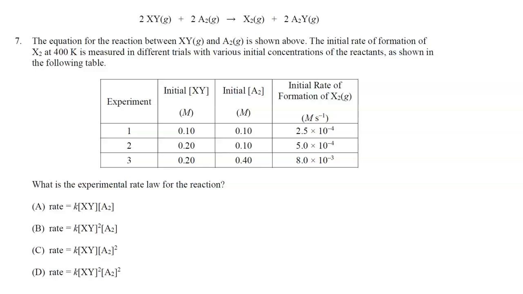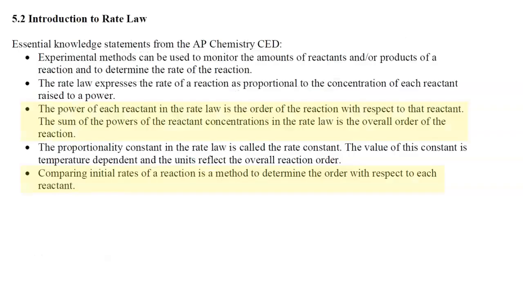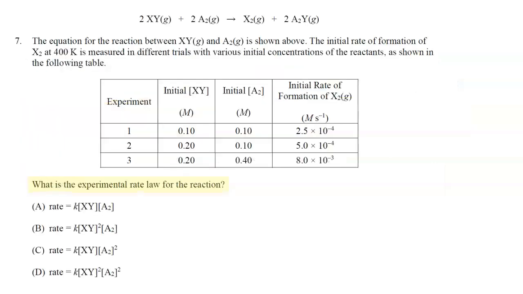In question 7, we are given a balanced chemical equation, and it says the equation for the reaction between XY and A2 is shown above. The initial rate of formation of X2 at 400 Kelvin is measured in different trials, with various initial concentrations of the reactants as shown in the following table. What is the experimental rate law for the reaction? Now we can actually use the information from topic 5.2, Introduction to Rate Law. We do need to compare the initial rates of a reaction in these trials and determine the order with respect to each reactant and identify what the rate law is for this reaction.